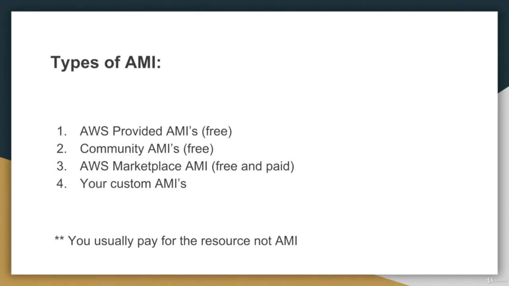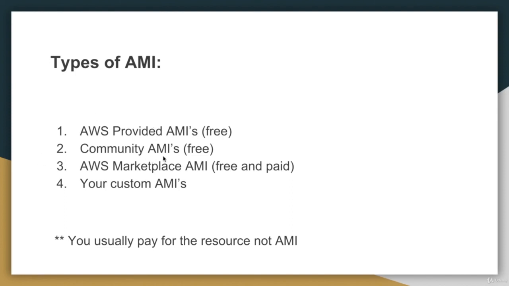Hey everyone, welcome to lab 10. In the slides, we talked about the different kinds of AMIs, or Amazon Machine Images, and the different types being AWS provided AMIs, community AMIs, your custom AMIs, and AWS Marketplace AMIs. We have used the AWS provided AMIs a lot.